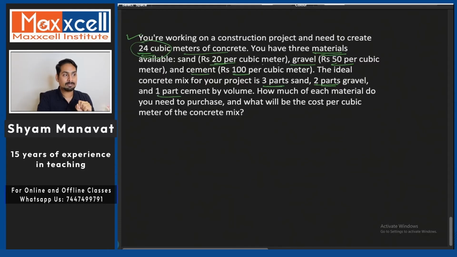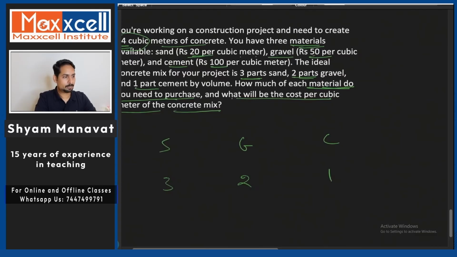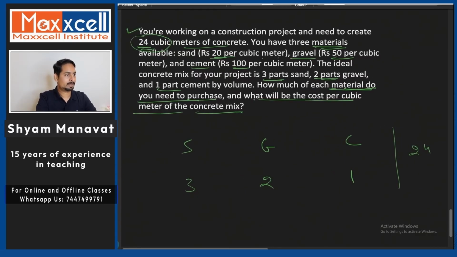How much of each material do you need to purchase, and what will be the cost per cubic meter of the concrete mix? Question is, if you take, say, first one is sand, the second one is gravel, and this third one is cement. If you take 3 parts of sand, 2 parts of gravel, and 1 part of cement, okay, and in total you want 24 cubic meter. So the first part of the question is, what is the quantity of each one of them?